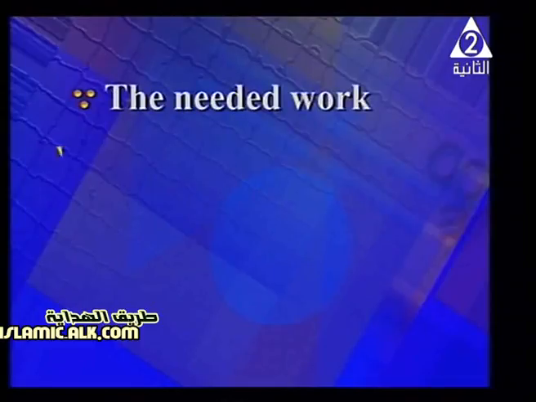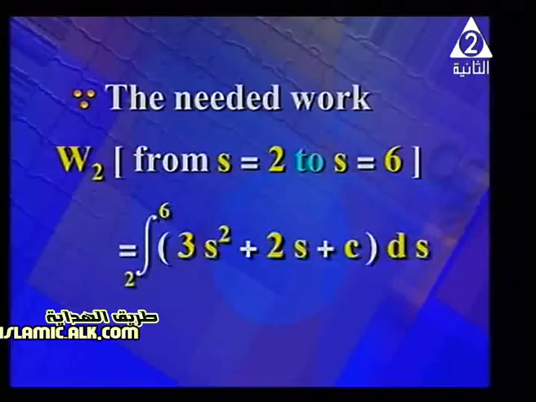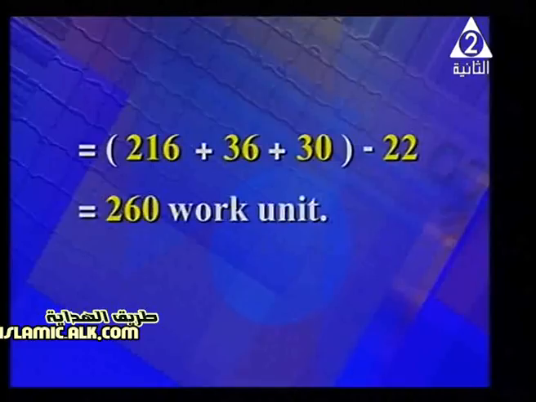After that, the needed work from s equals 2 to s equals 6. We find the integration from 2 to 6 of 3s squared plus 2s plus c ds. After that, by using integration, the work done is 216 plus 36 plus 30 minus 22 equals 260 work units.